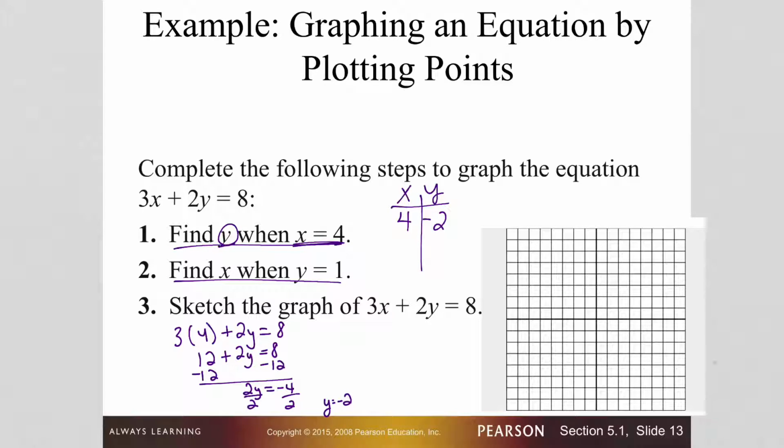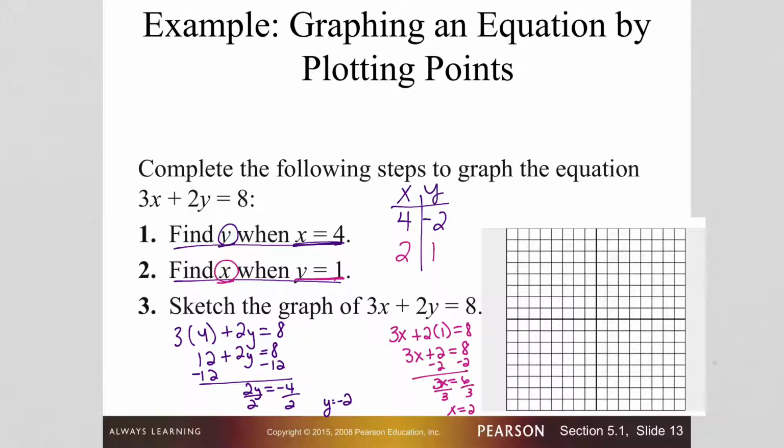Okay, so now we're going to find x when y is 1. So we're going to let y be a number this time. So I'm going to let 3x plus 2 times 1 equal 8. 3x plus 2 equals 8. Subtract 2 from both sides. I get 3x is equal to 6. Divide by 3, so x is 2.